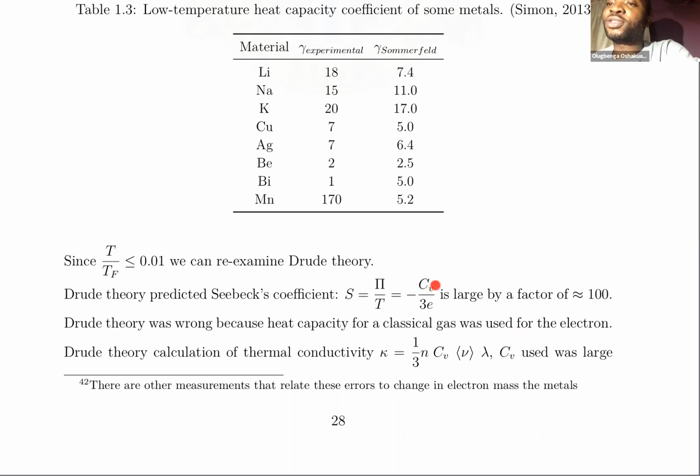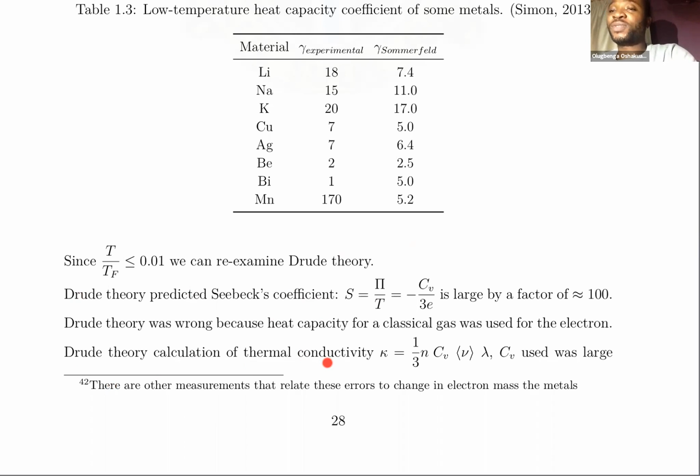C_V is 3/2 k_B for monatomic gases, but we have to multiply by 1/100 to have an approximate value of the specific heat capacity of electrons. So if they had used the C_V of electrons and not that of monatomic gases, Drude theory would have predicted Seebeck's coefficient more reasonably, but it predicted Seebeck's coefficient wrongly by a factor of about 100, which we have now seen the reason why Drude theory failed to predict Seebeck's coefficient reasonably.